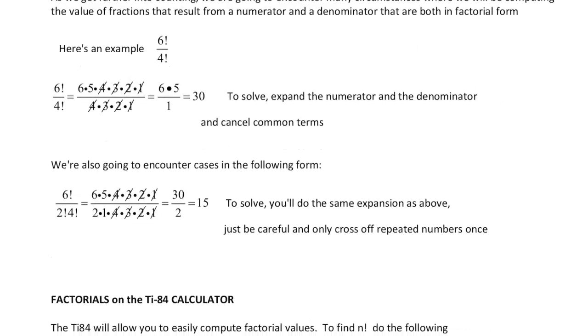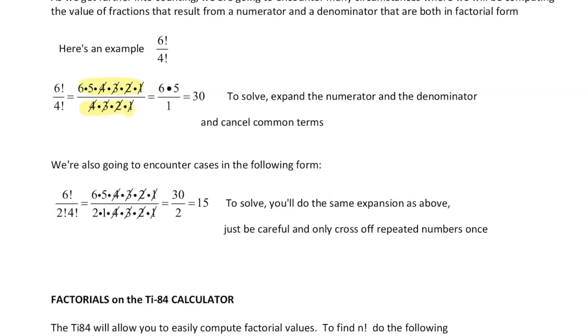Well, this is what you're going to do. You're going to take your 6 factorial and expand it, and take your 4 factorial and expand it. So here are your expansions. Then cancel what they have in common, and whatever's left, you would multiply.